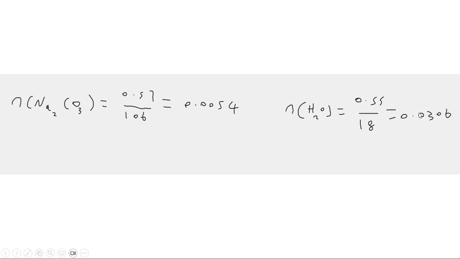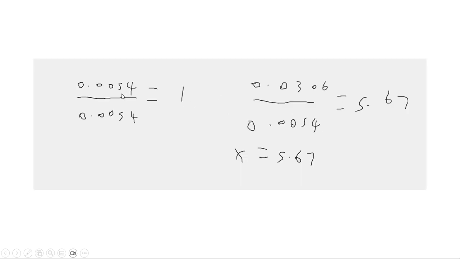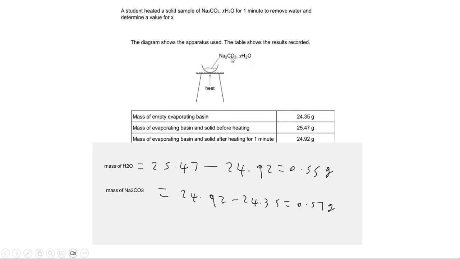Now again, you do that same mole ratio, mole fraction, whatever you want to call it, where you divide by the smaller one. So you divide 0.0306 by 0.0054. Dividing that by that gives you 1, and then dividing that by that will give you 5.67. So therefore x is 5.67. For every 1 mole of Na2CO3, you got 5.67 of water. That's the question.